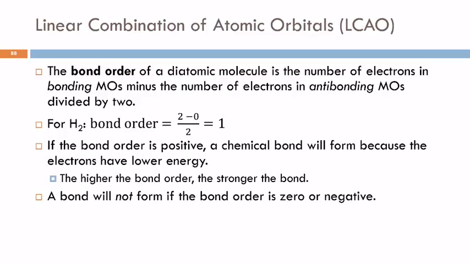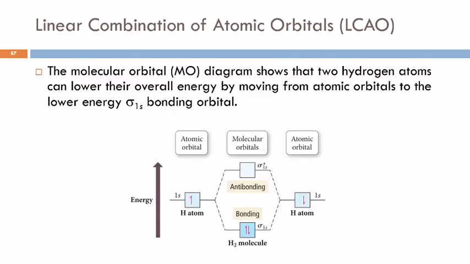What we call bond order for diatomic molecules, and we're only going to look at diatomic molecules, is the number of electrons in the bonding molecular orbitals minus the number of electrons in the antibonding orbitals, and we'll divide that by 2. So for hydrogen, the bond order is 2 minus 0 over 2. Let's go back to the diagram. We're looking at the number of electrons in the bonding orbitals. There's one bonding orbital here. How many electrons? 2. So it's 2 in the bonding. And how many in the antibonding? 0. And then we're going to divide that by 2. And so we get a bond order of 1.